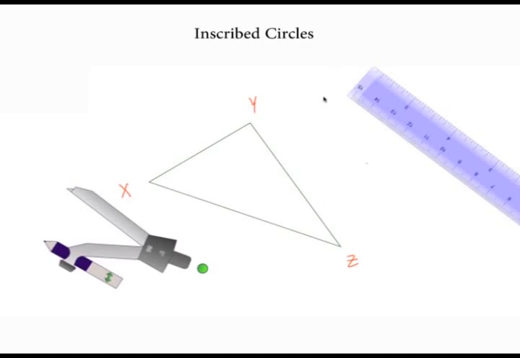And so let's find the incenter of this triangle XYZ, and after we get it, we shall draw an inscribed circle. And so we shall construct the angle bisectors of this triangle.